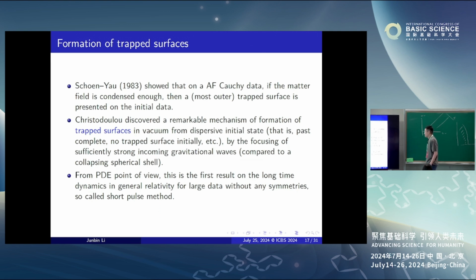Christodoulou discovered a mechanism for the formation of trapped surfaces in vacuum from a dispersive initial state. The solution he constructed is past complete, or rather past geodesically complete, and no trapped surface is present initially. The mechanism is the focusing of a sufficiently strong incoming gravitational wave. You can compare it to a collapsing shell of dust or of some fluid. It is just the collapsing of a gravitational shell.